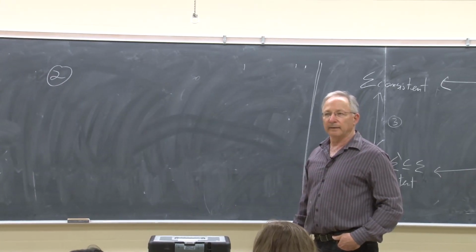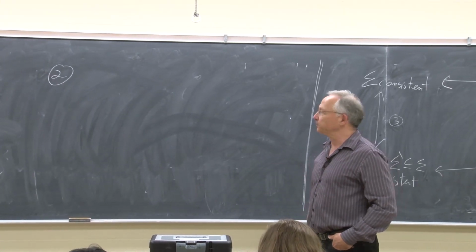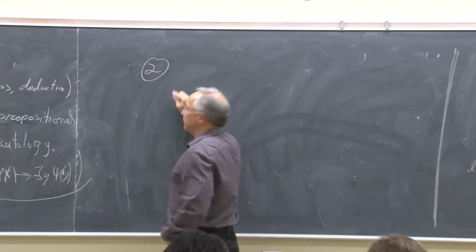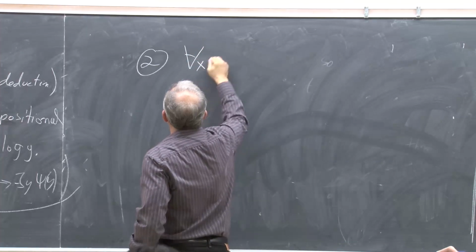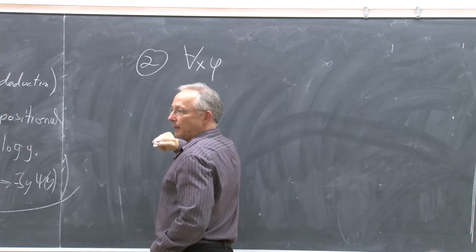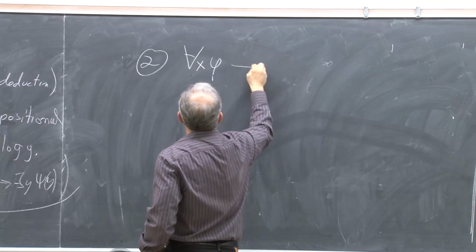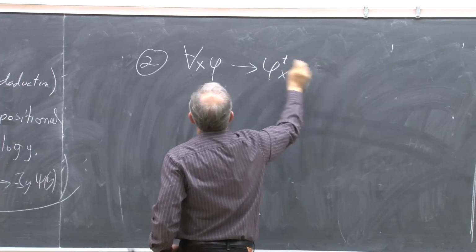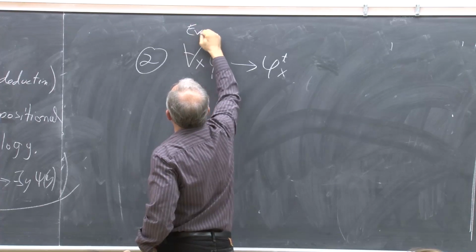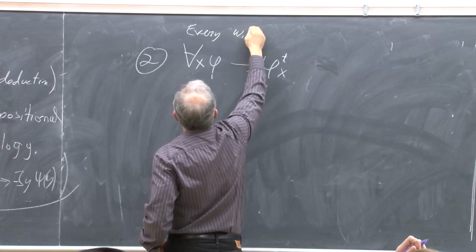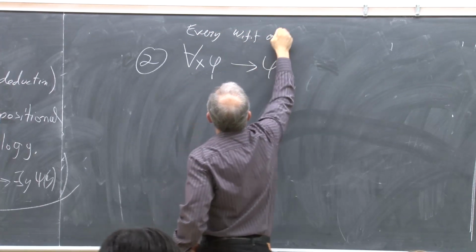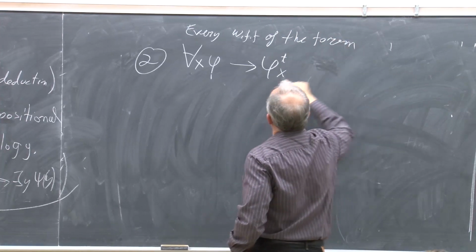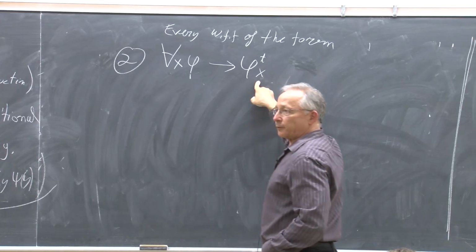Okay? My second type of axiom is the axiom that says every WFF of the form for every x phi implies phi of tx. So I have to explain to you what is phi of tx.